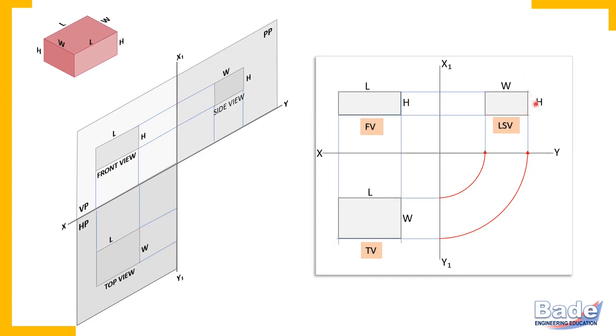and height vertical. Now this change in orientation of length and width in isometric view and in orthographic views is very important and you should understand it. Remember, in the top view, width appears vertical, and in the side view, width appears horizontal.